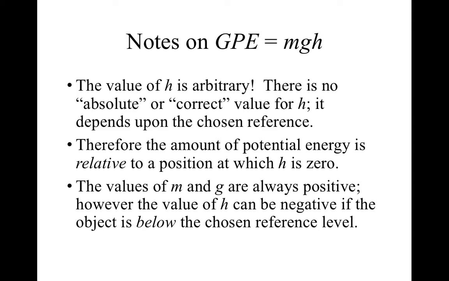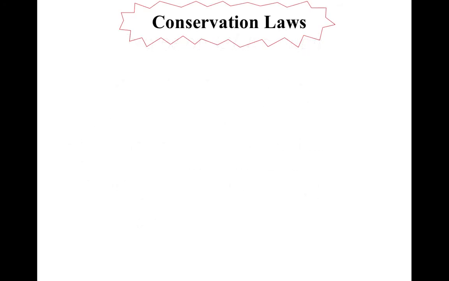Now, mass and g are always going to be positive, but h actually can be negative in some circumstances. I mean, imagine if I were to bend down and hold that ball at 2 feet above the floor. Well, in that case, relative to the floor, it has potential energy, but relative to that table, it would have no potential energy because there's just nothing there. h is below zero there.